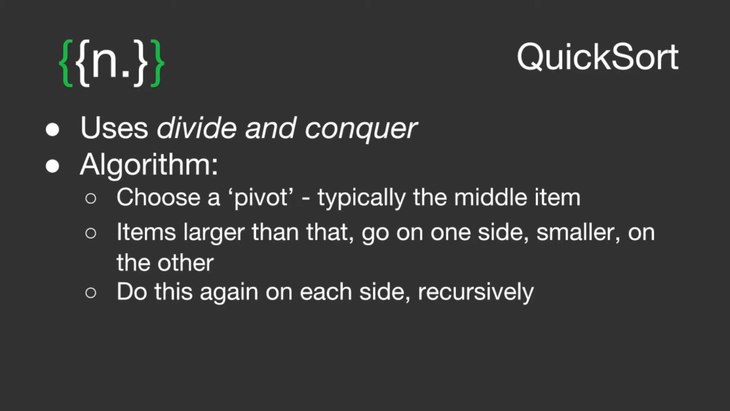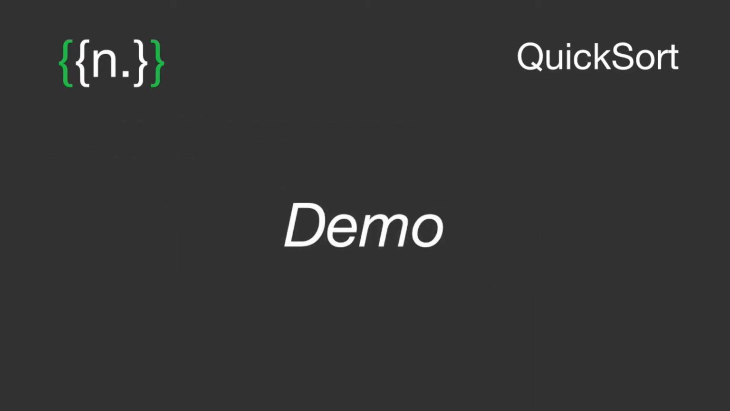You do that again to each half, and then again to each half recursively until you end up with a completely sorted list. For the demo for this, I'm not going to use sortingalgorithms.com. I find the animation a bit confusing.